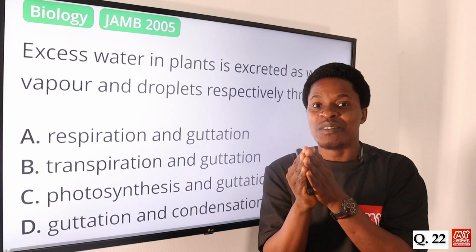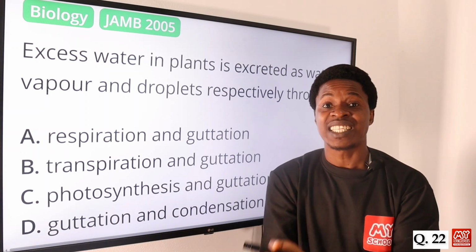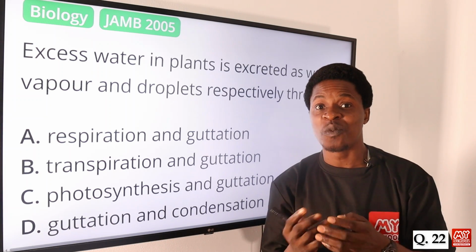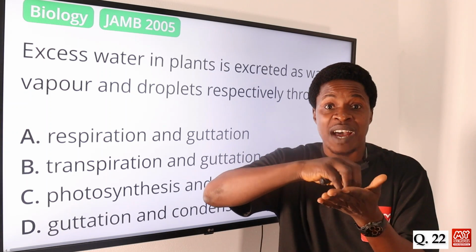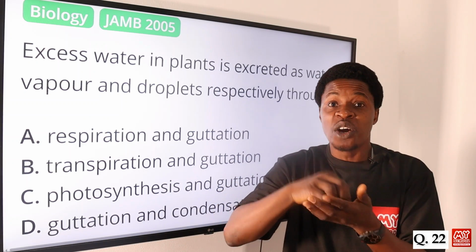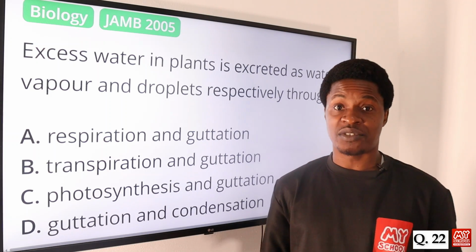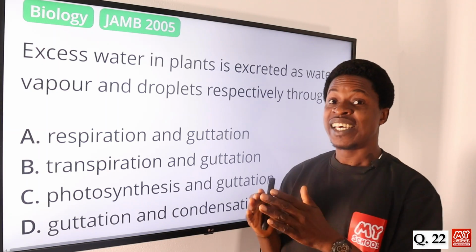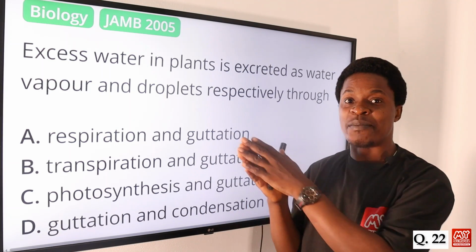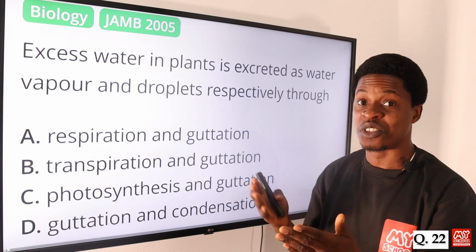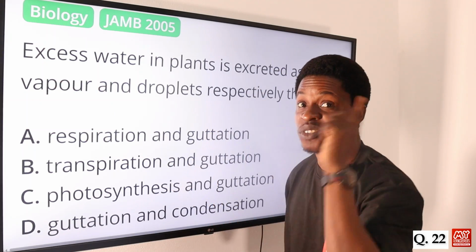Those excess waters need to be excreted. They have to be ejected out of the plant, and that will always take place through the leaves. You can see the water vapor on the leaves because it is in excess, and that process is called transpiration. So even if you don't know the definition of the other processes, if you know one, you can use the elimination method. It says excess water in plants is excreted as water vapor. That one is transpiration.